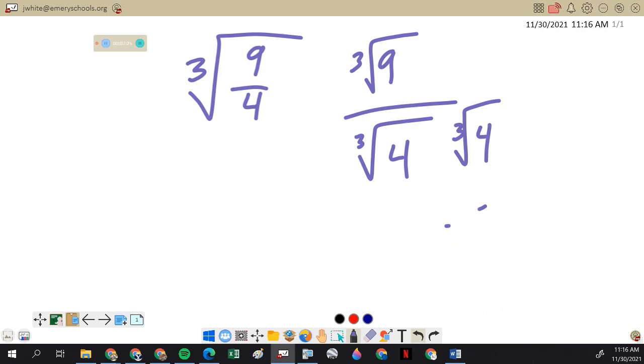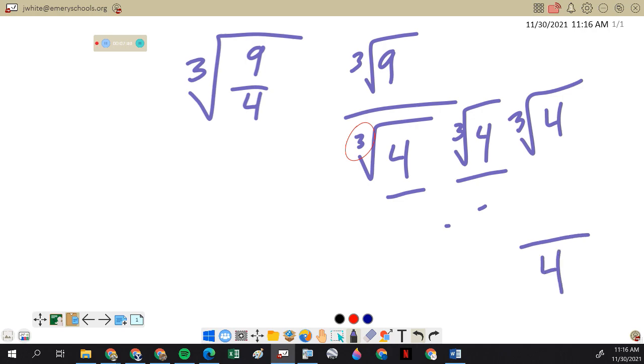So how many of these do I need? I need this many every time, so I need to put a third one there. And now the third root of 4 times the third root of 4 times the third root of 4 is 4. And on top, I get third root of 4 and third root of 4.